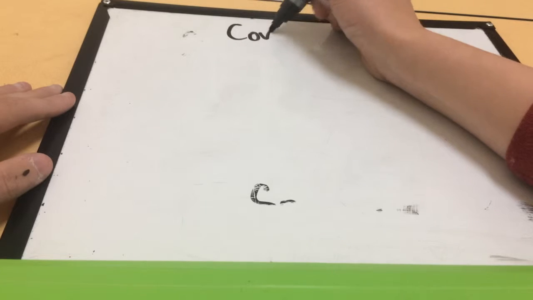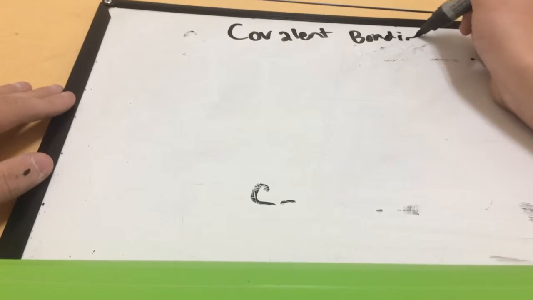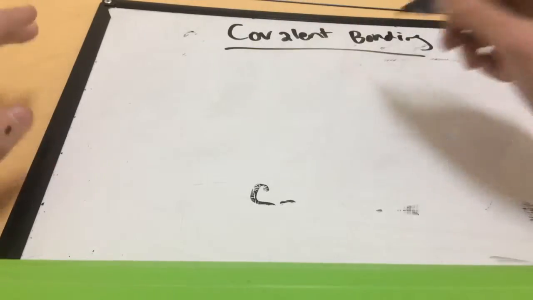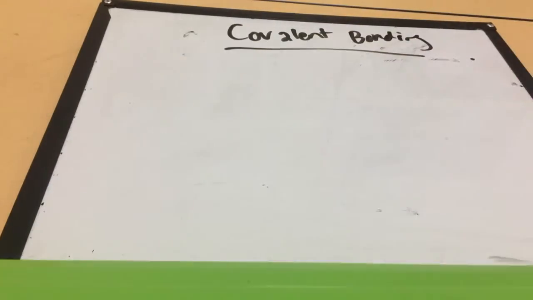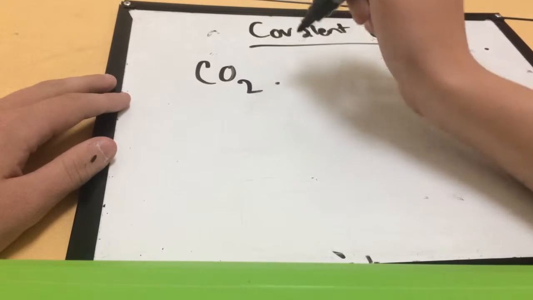Covalent bonding. Covalent occurs between two nonmetals. So what are the nonmetals? We determined that before, those. So you might be going, what are some examples? Carbon dioxide.